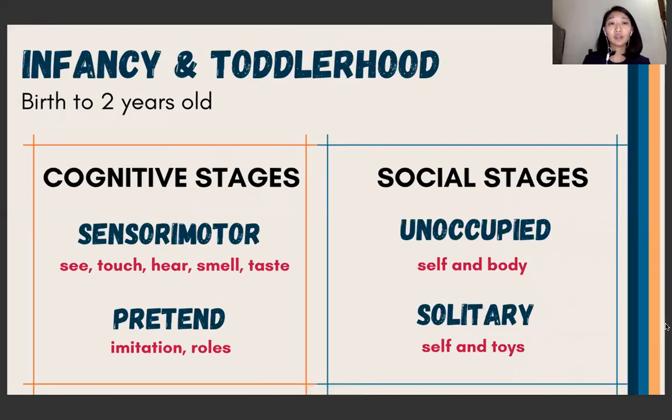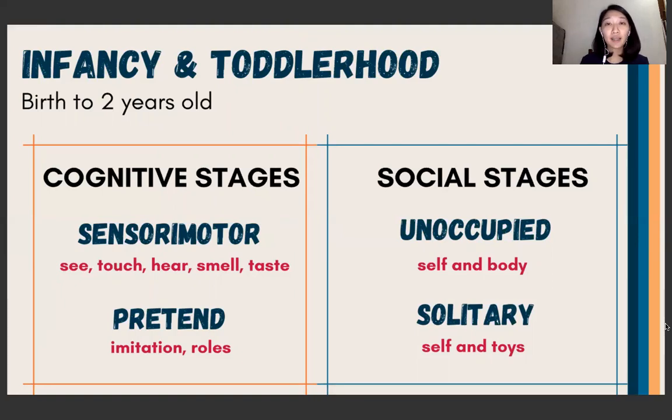Infancy and toddlerhood, birth to 2 years old. The cognitive stages expected are sensory motor and pretend play. In sensory motor play, a child is mostly concerned with what he or she sees, touches, hears, smells, or tastes. These senses are explored through repetitive actions.